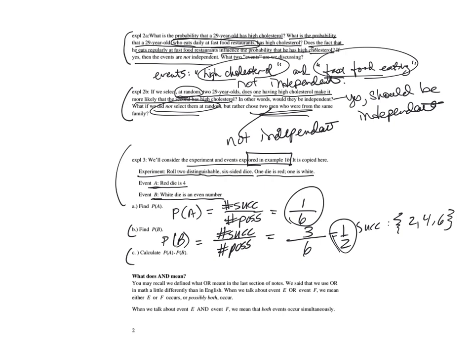Part C wants me to calculate P of A times P of B, which means just multiply. 1/6 times 1/2 makes 1/12. And we're going to see why that is useful on the next page.